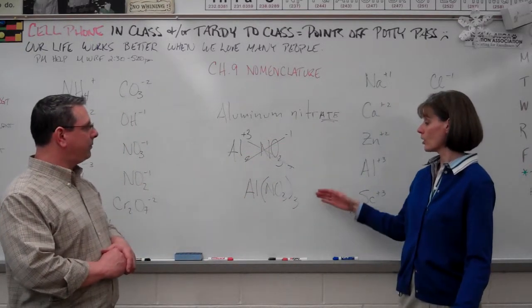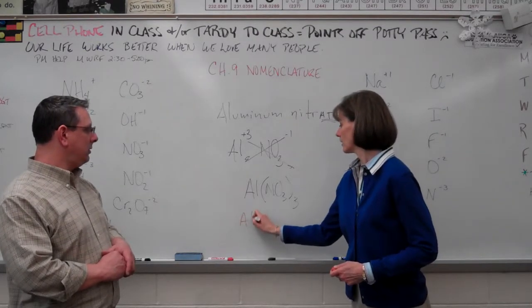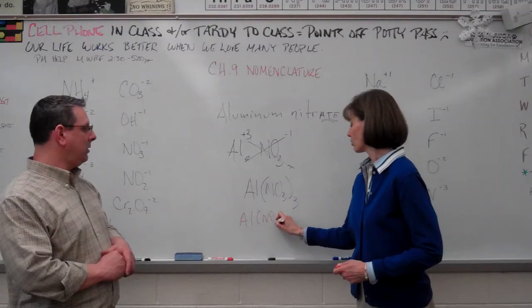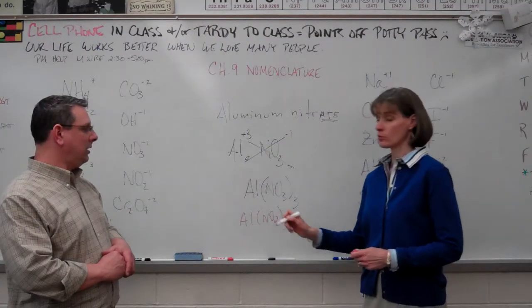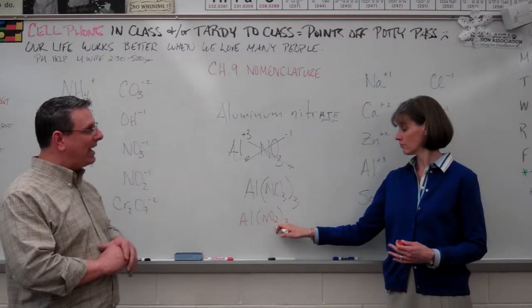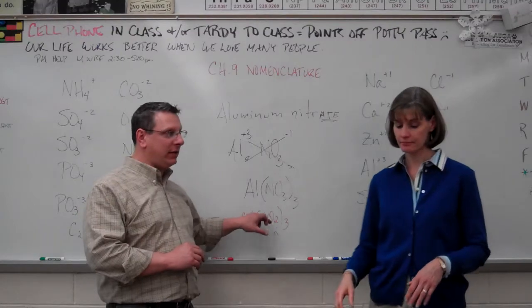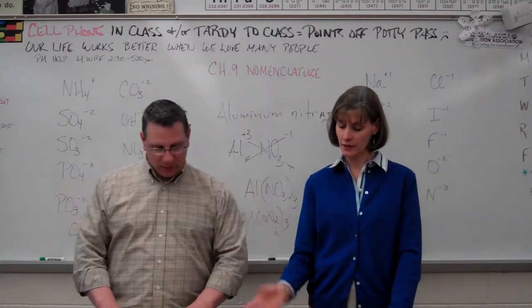So an incorrect answer choice for this one might be AlNO2 3, which is the nitrite ion. Only the dedicated, motivated students are going to catch that, because they're reading carefully. All right, hint number 12.